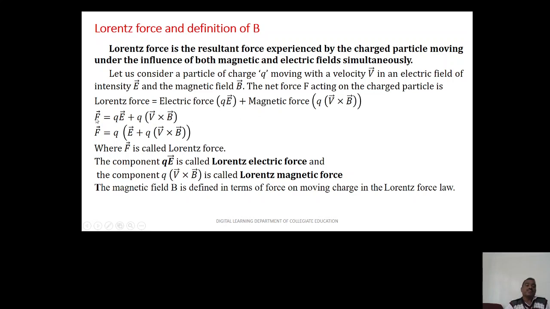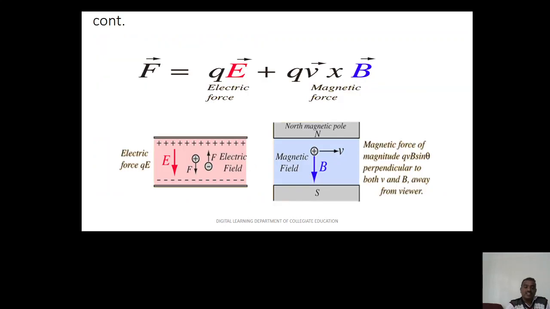Therefore, this Lorentz force is equal to qE, the electric force, plus q (v cross B), the magnetic force. If you take q common, you get this equation, where F is called the Lorentz force. The component qE is called the Lorentz electric force, and q (v cross B) is called the Lorentz magnetic force. The magnetic field B is defined in terms of the force on a moving charge in the Lorentz force law, that is, F is equal to qE plus q (v cross B).